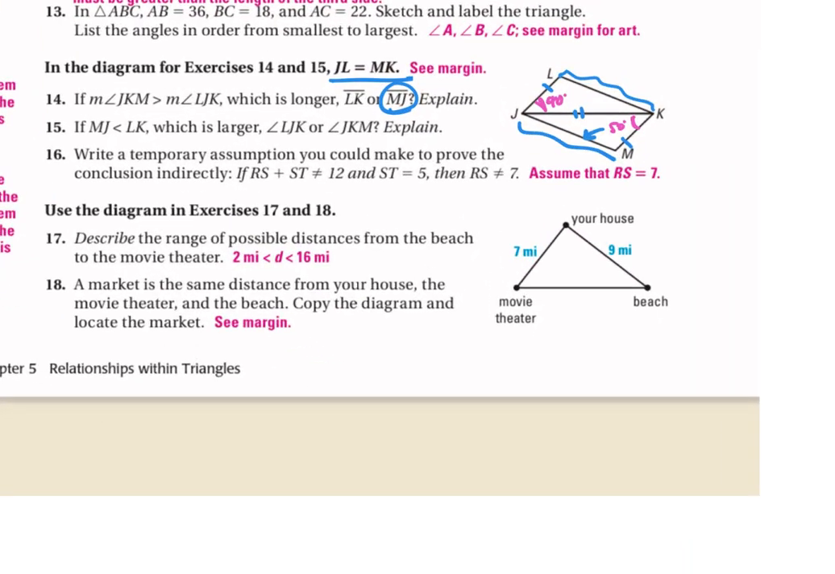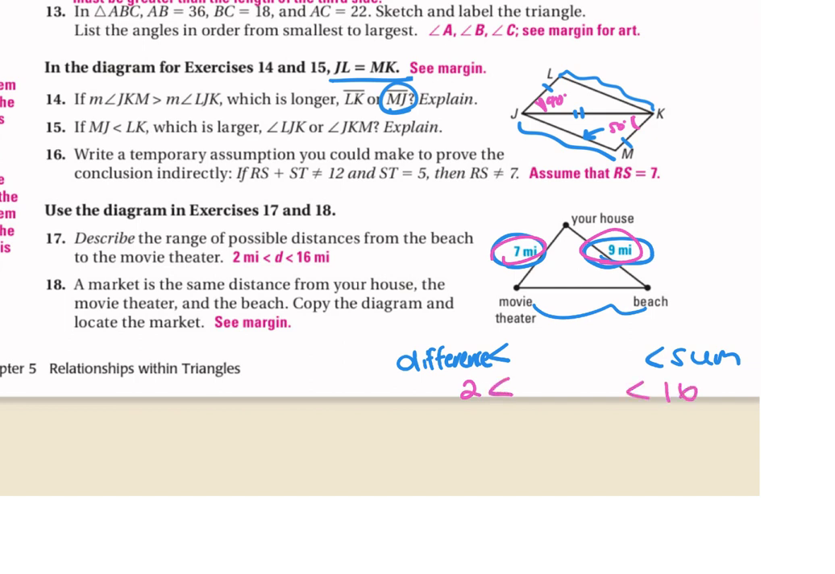17 says, describe the range of possibilities from the... Okay, so you have two side lengths, right? You got to know what the third side length is. Remember, the range is it has to be greater than the difference of those two sides, but less than the sum. So the difference between 9 and 7 is 2, and the sum is 16. So it has to fall somewhere in between them.